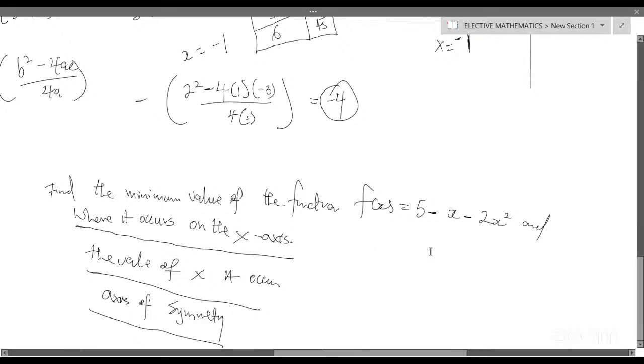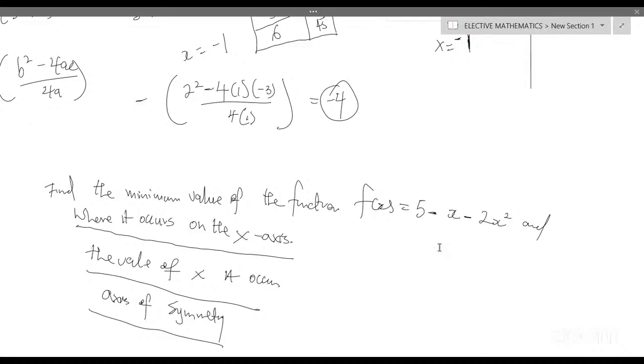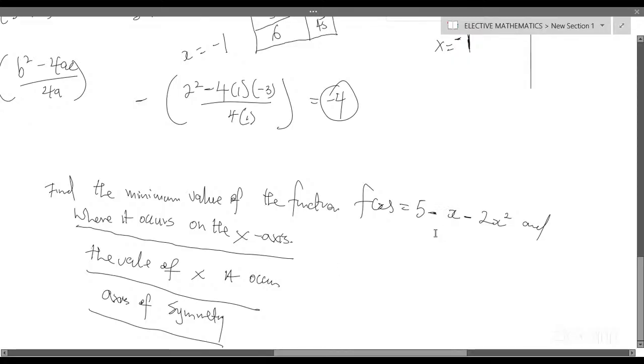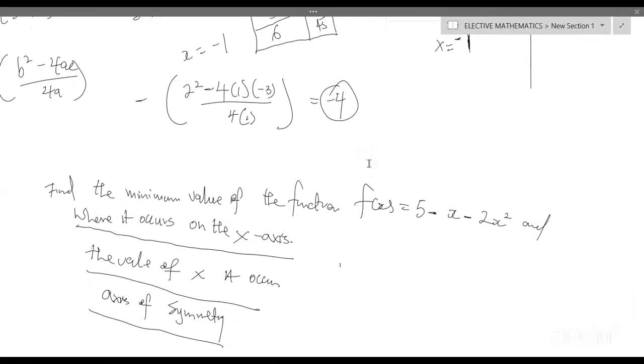So with this, first of all, you have to know what your a is, what your b is, and what your c is. Then you are going to use the formulas, right? For the value of x it occurs, you know the formula. It's the same as the axis of symmetry, and that is minus b over 2a. And then the minimum value is minus into brackets b squared minus 4ac over 4a. So that is what you are going to use to solve and get the minimum or the maximum value. Okay.